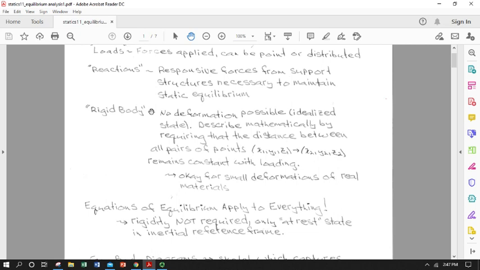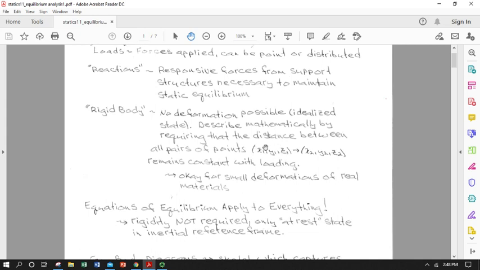We don't analyze the effect of our loading on a body's deformation, so we don't look at stress and strain or plastic flow in statics. We just look at our forces and moments balanced so that we are in static equilibrium. A body, a part, an object that allows you to do that without having to consider deformation is called rigid. You can think of it as having basically an infinite modulus, and you can describe rigidity mathematically by requiring that the distance between all pairs of points remain constant with loading.